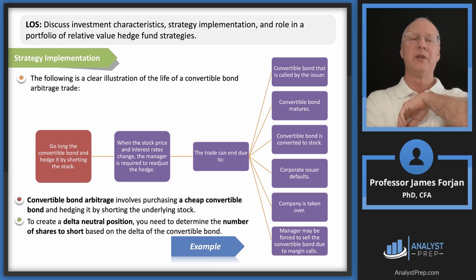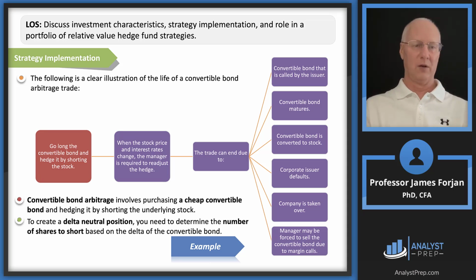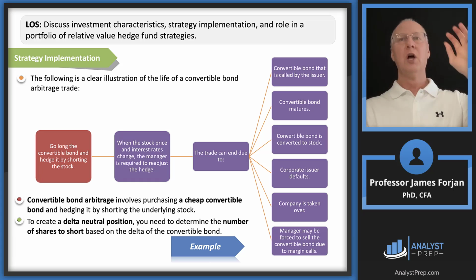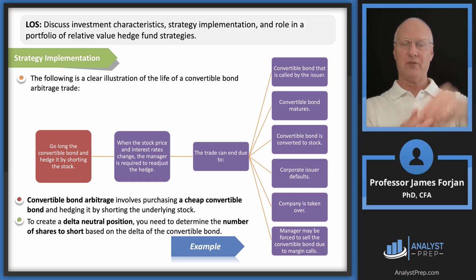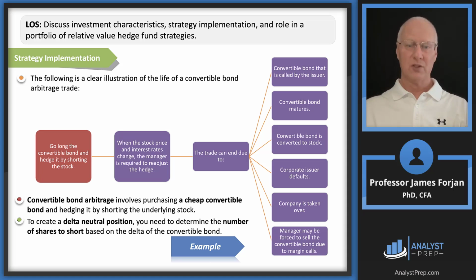Strategy implementation. What are we going to do? Take the long position in the bond and hedge it by shorting the stock. Wow, that is the nature of this arbitrage, convertible bond arbitrage. So we're taking our opposite positions, but remember, these are not two perfectly opposite positions, so we might lose. I mean, that's the important thing.